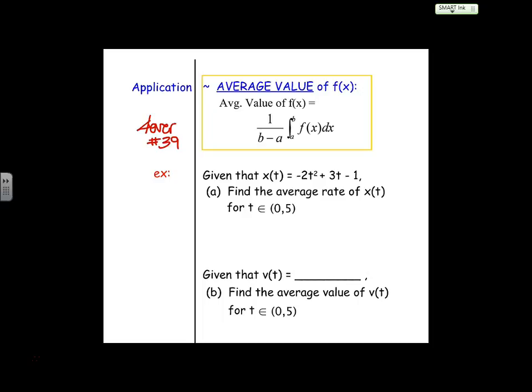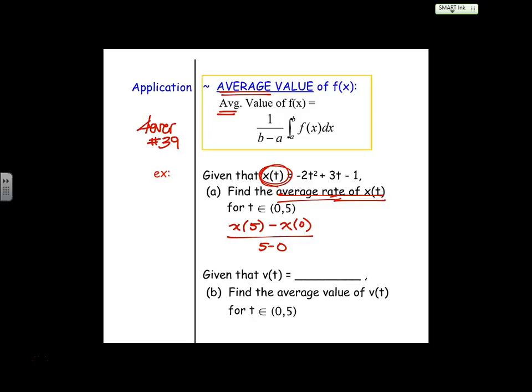Here's the craziness of the average value, guys. It depends on how it's worded, because we've already had something with average in it, and it was average rate. Average rate, we would do f of b, which in this case is position, f of b minus f of a, so x of 5 minus x of 0, all over 5 minus 0. Because we want the average rate of the person that we have. Average rate, we have to, by hand, do f of b minus f of a all over b minus a. That's average rate. That's old school.